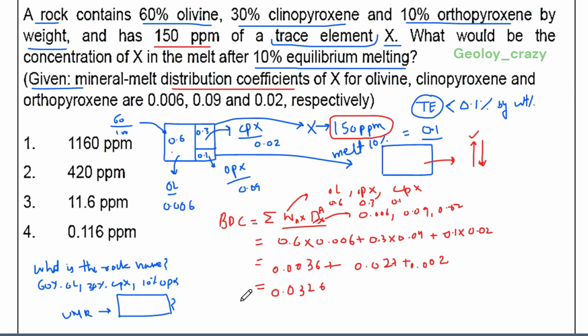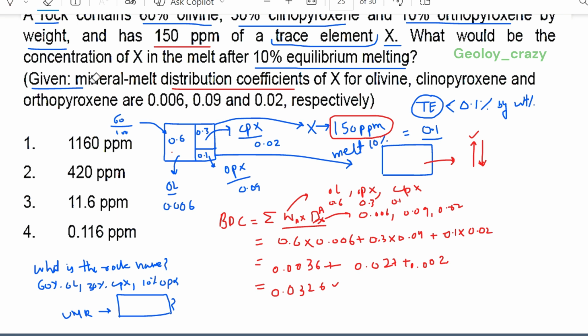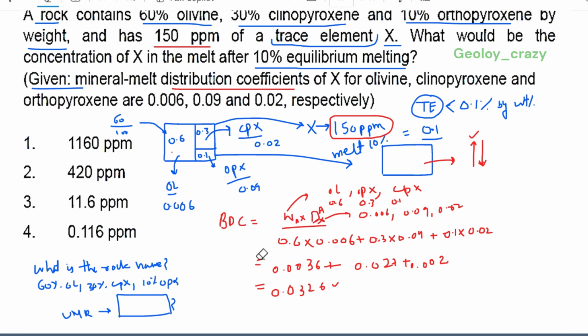Okay, this is for the bulk distribution coefficient, the bulk partition coefficient. Now we will use this value in our batch melting formula. I will remove this part. Up to this, hope you understand.